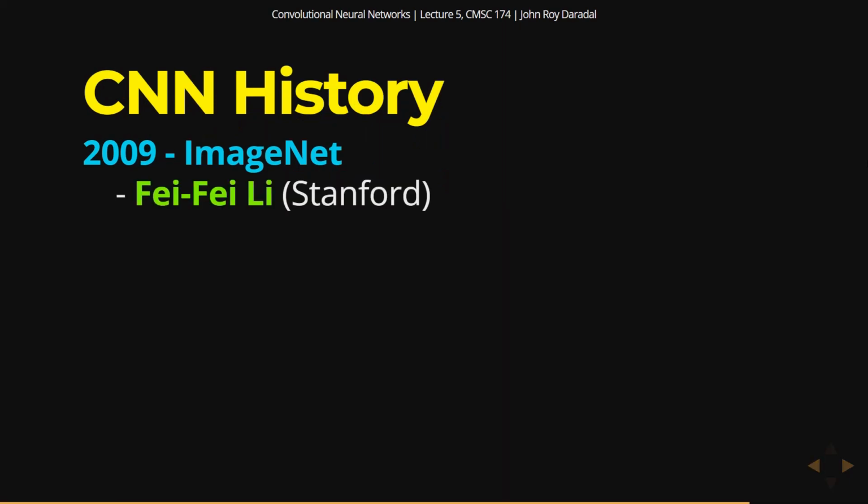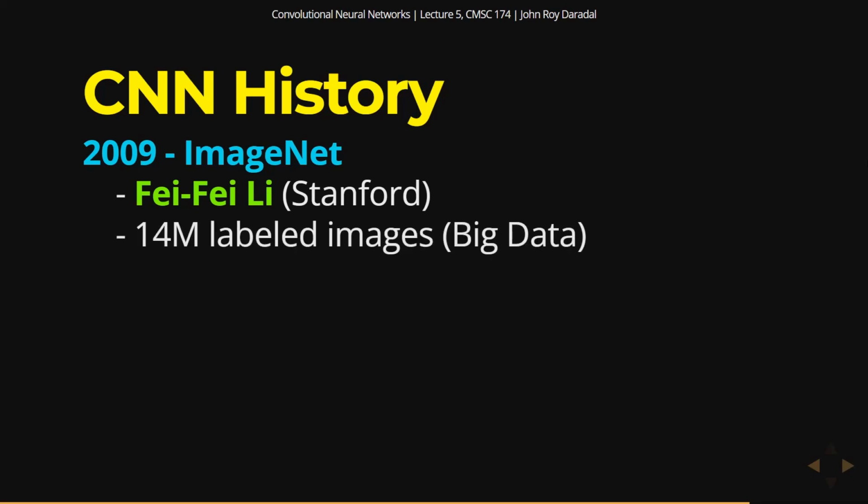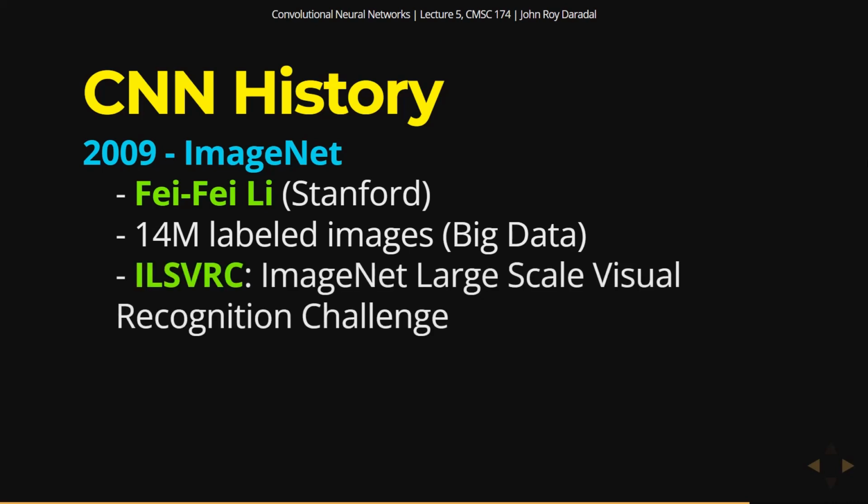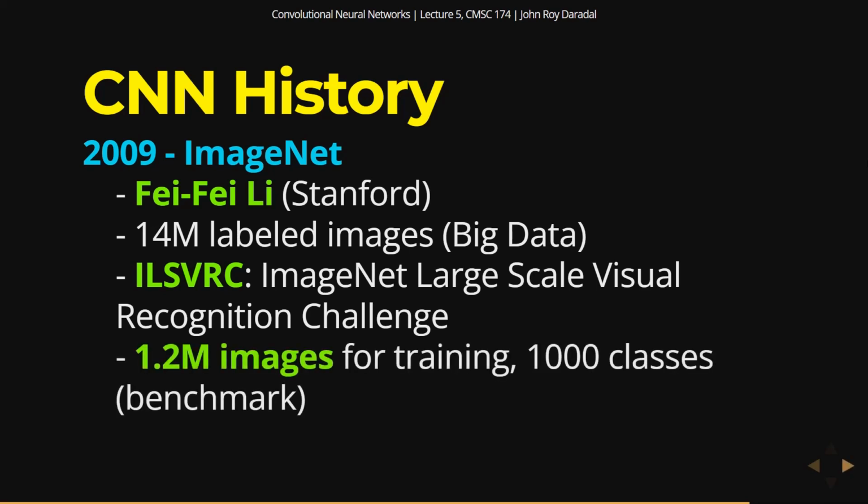ImageNet was launched, headed by Dr. Fei-Fei Li, also from Stanford. The ImageNet contains 14 million labeled images. So this is really big data because there's 14 million images that are labeled. Okay, and they also launched the ILSVRC, or the ImageNet Large Scale Visual Recognition Challenge. So this was a yearly competition that uses the ImageNet dataset for visual recognition or classification. So you use 1.2 million images for training, and there's 1,000 different classes.